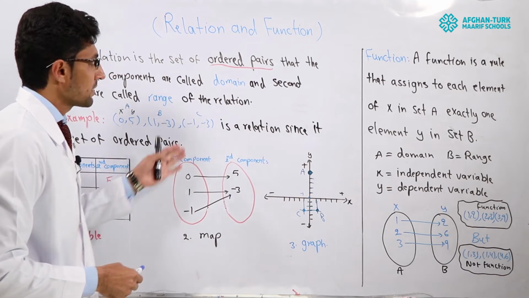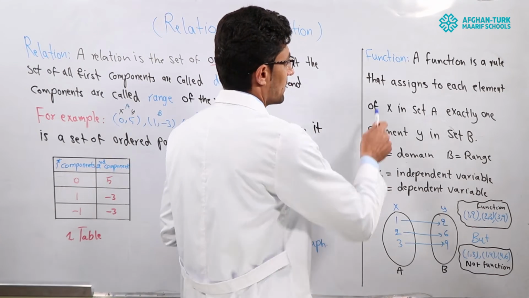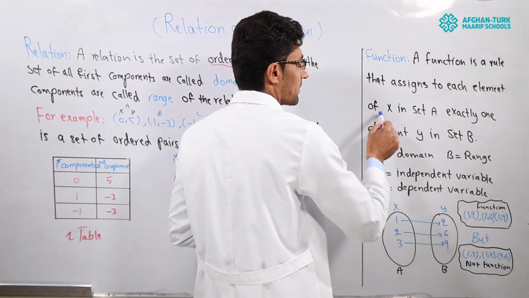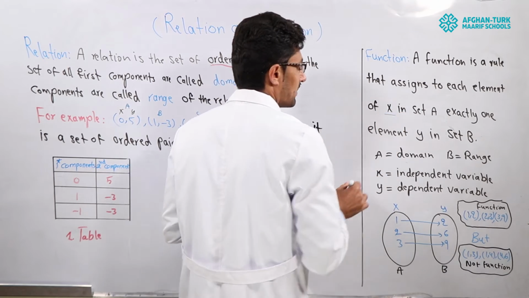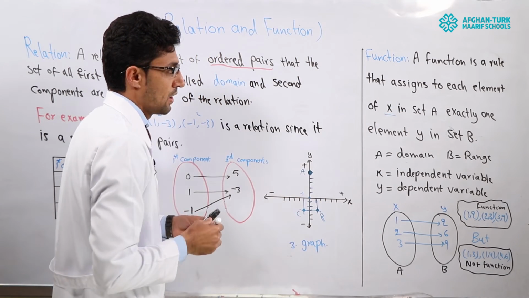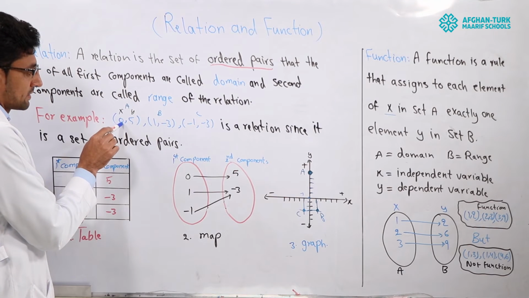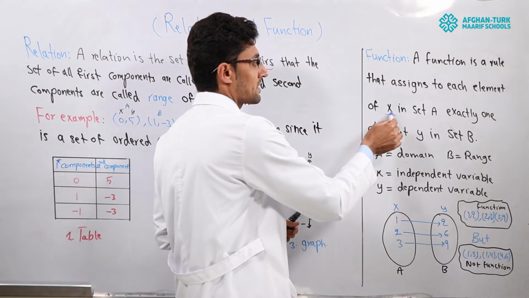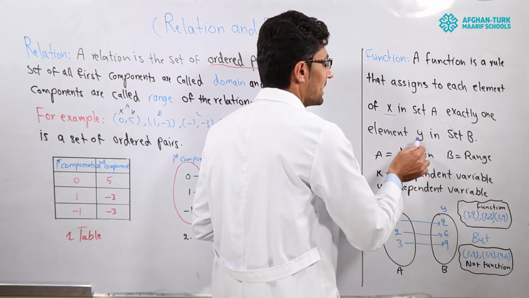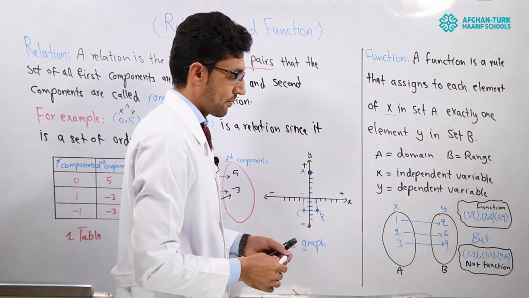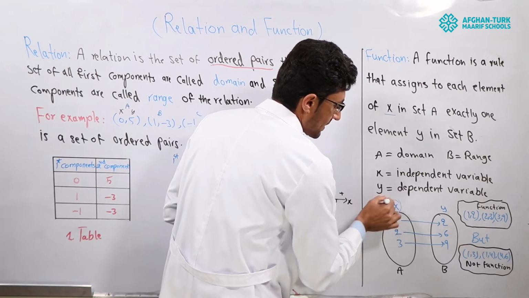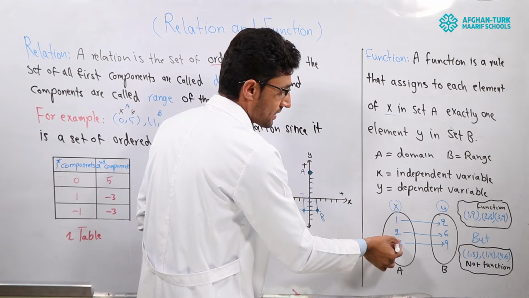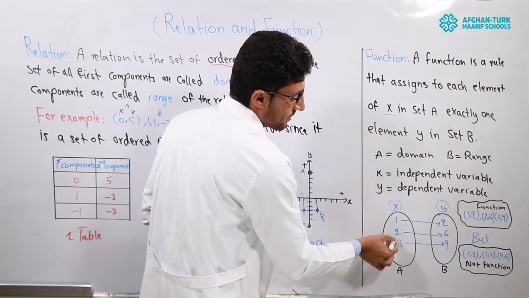Okay? So that was all about relation, and now we are going to study what a function is. A function is a rule that assigns to each element of x, as I told you, the first elements are called x, in set A, exactly one element y in set B. And here I showed it to you as a map. This is the set of x, the values which belong to x.